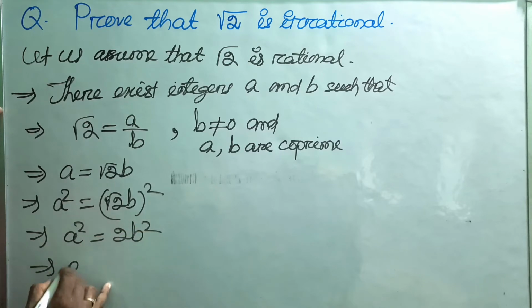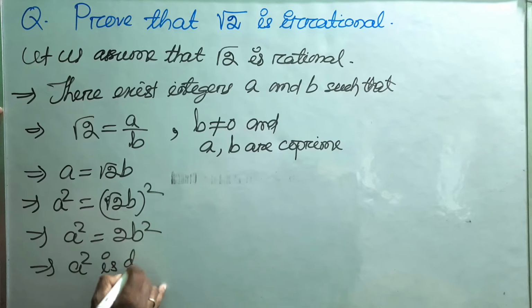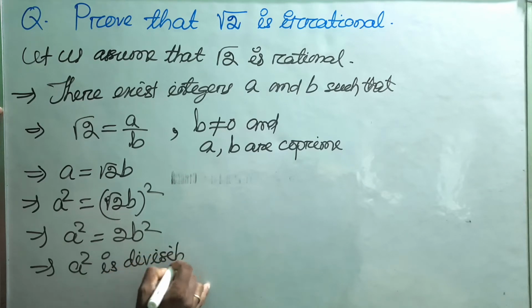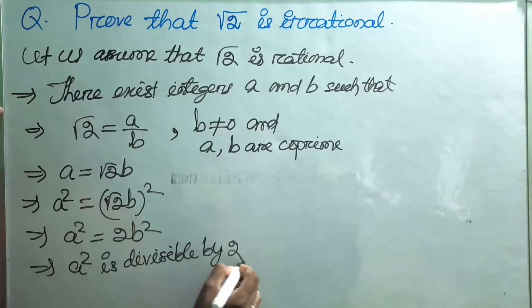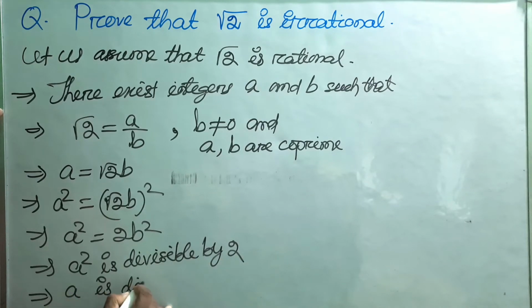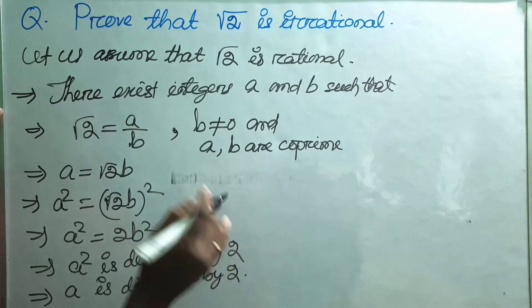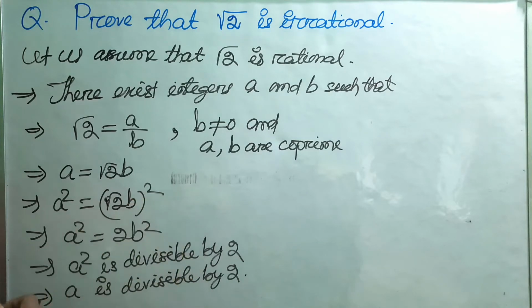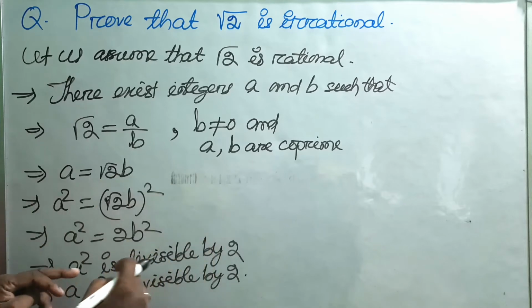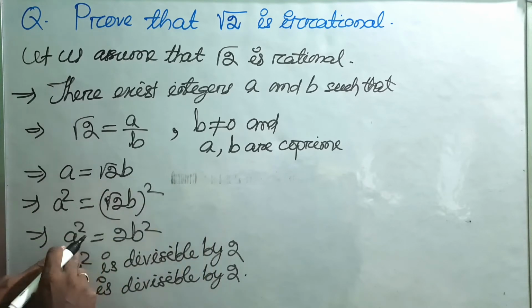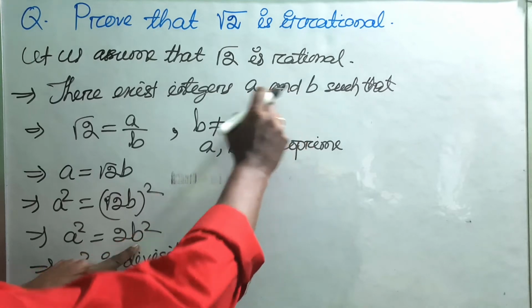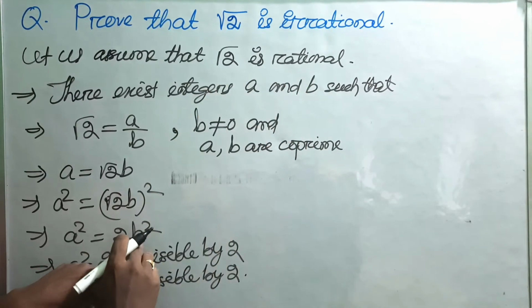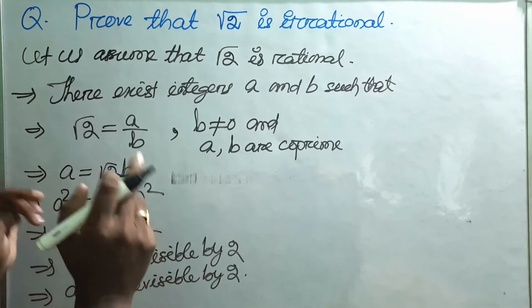Now this implies A square is divisible by 2, which implies A is divisible by 2. Now the question arises: why have we written that A square is divisible by 2? How could you know that this is divisible by 2? Remember, since B is an integer, we have taken A and B as integers, the square of B, the square of an integer, is also an integer.